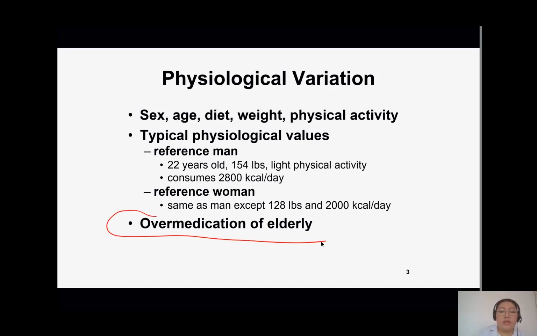For example, you can see the last point is over-medication of the elderly. It means that all patients have a different metabolic rate, a different physical weight, and a different body mass index. That's why you need to consider each dose of medication according to the weight and the metabolic rate of the patient.